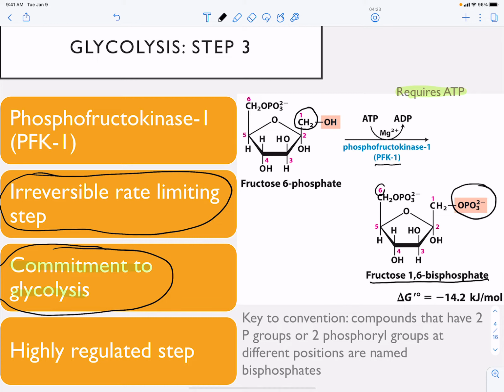We have a phosphate on the 6 position. We have a phosphate on the 1 position. Bis means 2, so you have 2 phosphates on this fructose molecule. So this is going to be a very regulated step. And we're going to talk about its regulation throughout the future lectures of biochemistry. Now, again, key to convention, 2 phosphate groups or 2 phosphoryl groups at 2 positions are given the term bisphosphates.